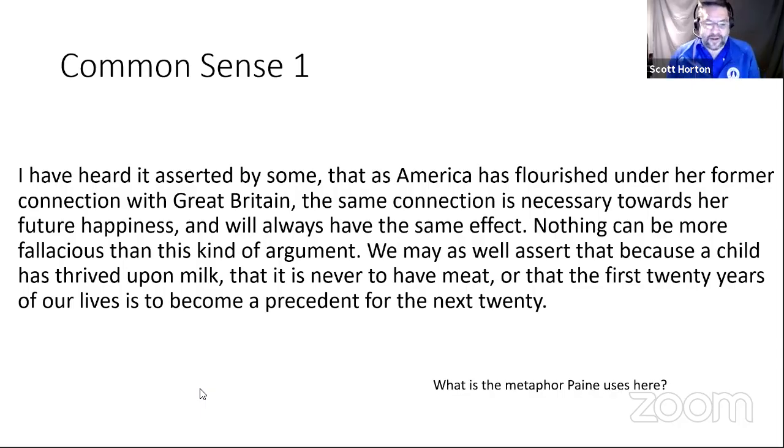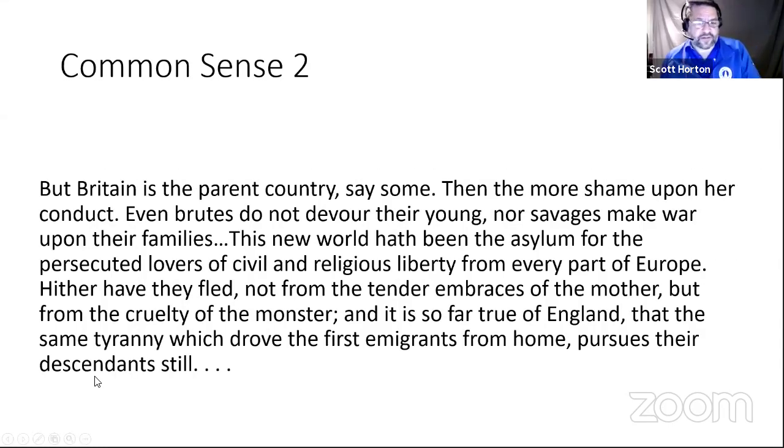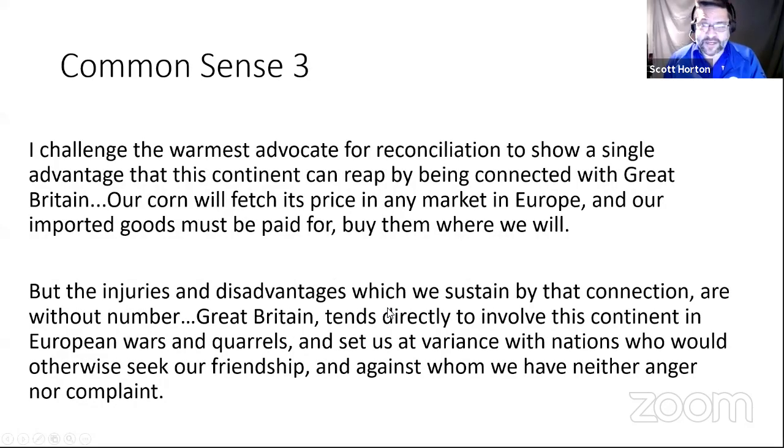So he's arguing that if the colonies are the child in the mother country's view, the child is growing up here and things are changing. And he goes on, and there are all kinds of great examples in here. He talks about how even brutes do not devour their young, and he always uses these really nasty words to refer to the King of England, and brute is certainly one of them. Savages do not make war upon their own families, so he's playing along on that metaphor about the family.